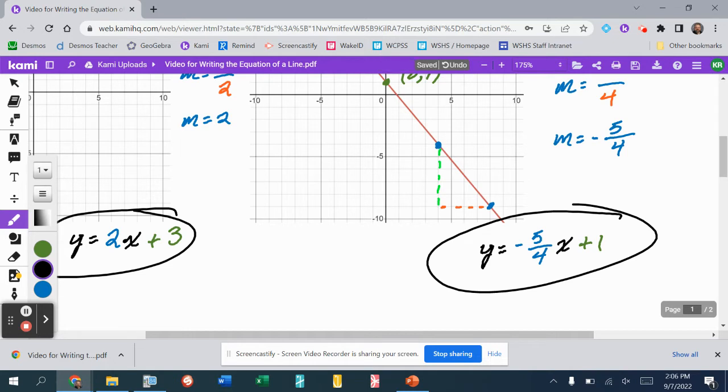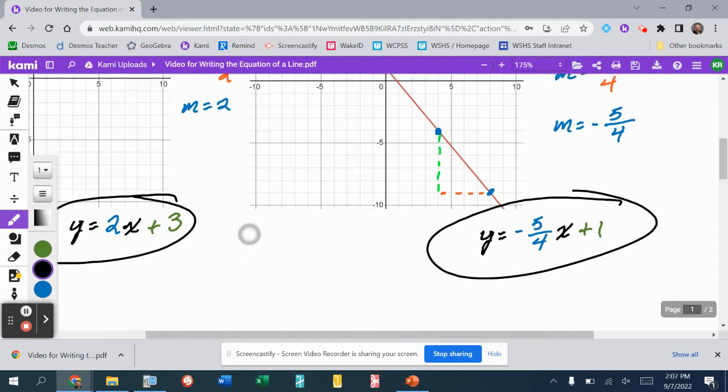So again, we need to identify the y-intercept on the graph, determine the slope of the line using rise over run, or change in y over change in x, and then write the equation.